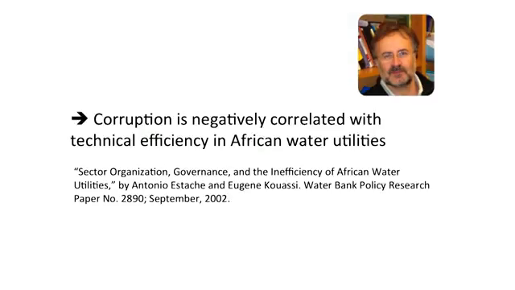There's an interesting academic literature on the effects of corruption in the water sector. I'll mention a couple of papers you might like to read. In an econometric study of African water utilities, Antonio Estache found that corruption is negatively correlated with technical efficiency in African water utilities. This means as corruption goes up, technical efficiency goes down.